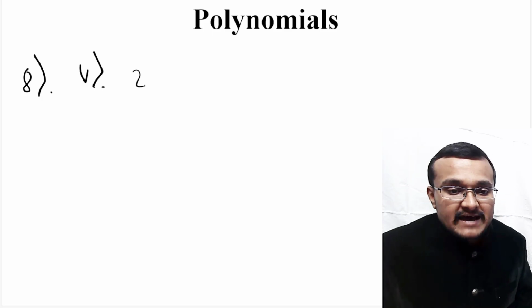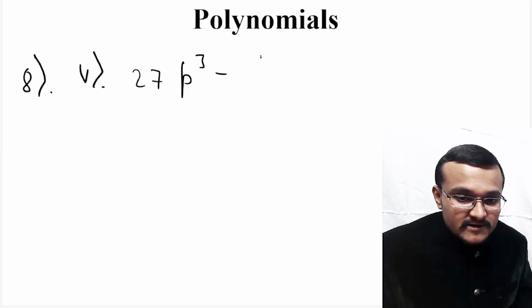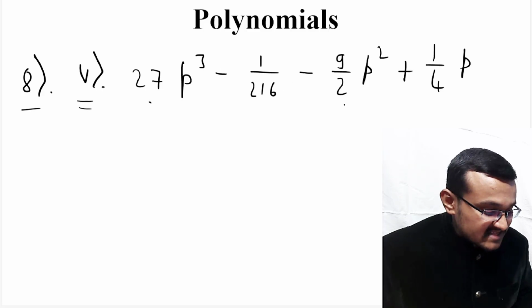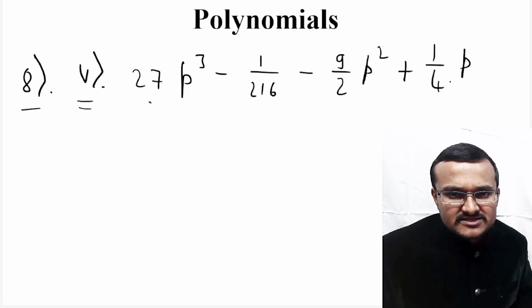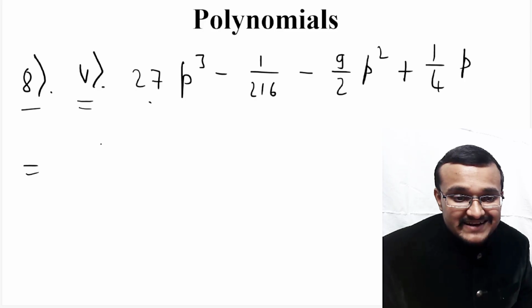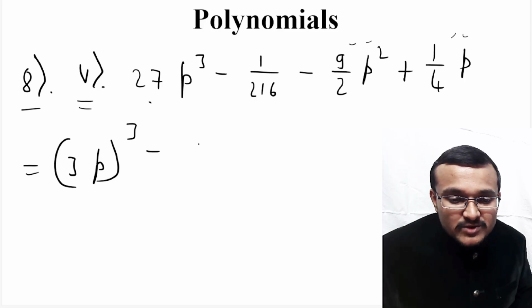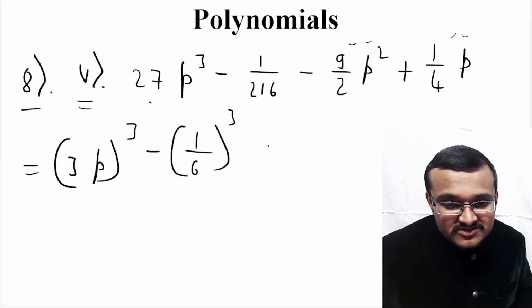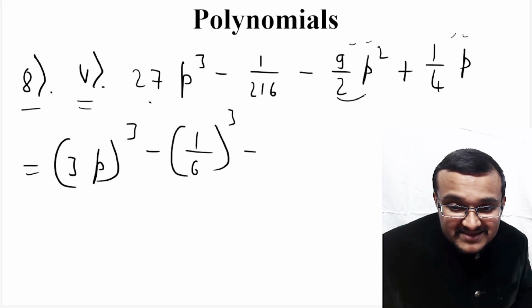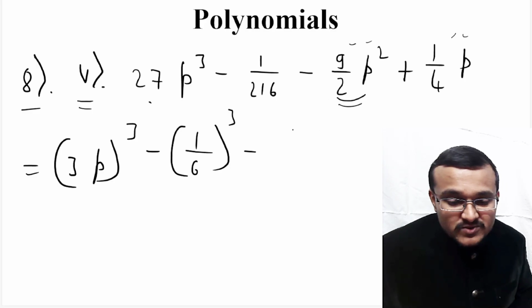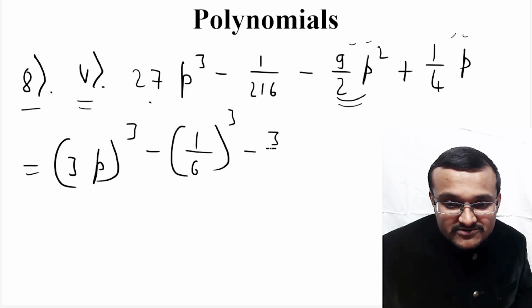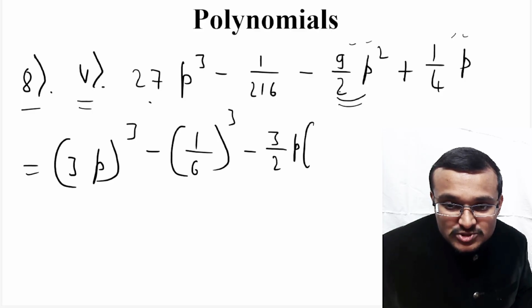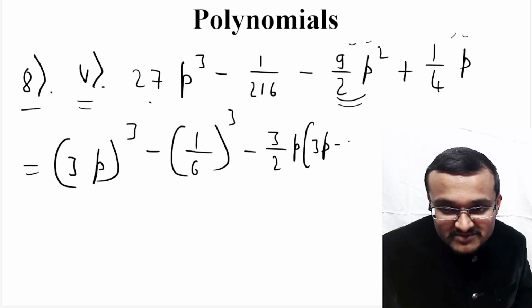In this 5th question you have 27p cube minus 1 by 216 minus 9 by 2 p square plus 1 by 4 p. Now this you can write as 3p whole cube, and 1 by 216 you can write as 1 by 6 whole cube, because 6 cube is 216 and 1 cube is 1, so 1 by 216 will be remaining. Here take 3p outside from this 9 by 2 p square. If you do that then you have to take minus 3 by 2 p outside, so that inside the bracket you will have 3p, and since you are taking minus 3 by 2 from this plus, minus will be remaining inside the bracket.